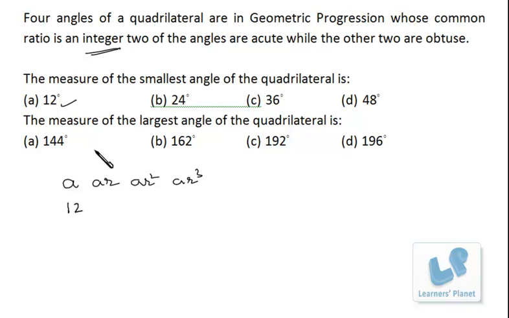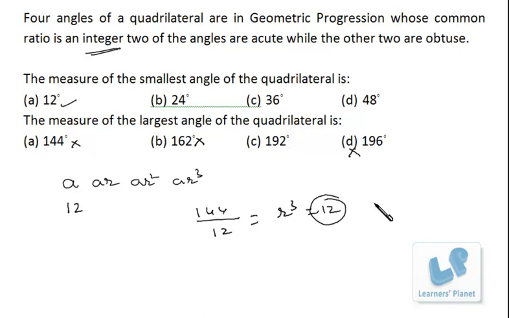Okay, so 162 cannot be the correct answer, because if A is 12, A, that is the largest angle, must be a multiple of 12, which it is not. Similarly, it is also not. Now if 144 is correct, suppose I assume AR cube is 144, if I divide it by A, I should be getting the value of R cube, that is 12. But if R cube is 12, R would not be an integer, so it cannot be the right choice.